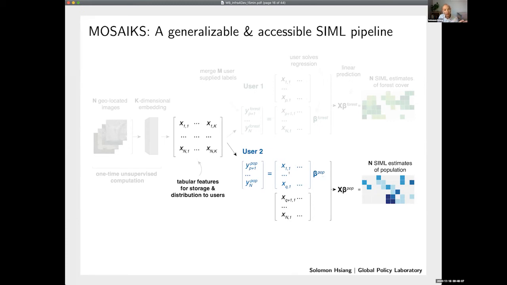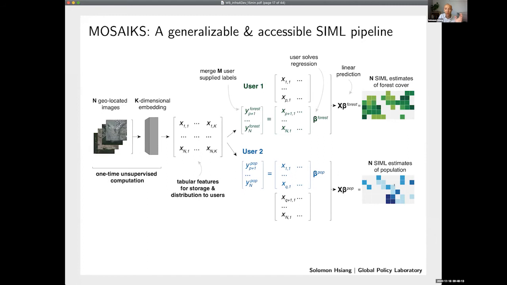And then when they do their extrapolation, they get a map of whatever outcome they're trying to study. The whole point here is to recognize that there's this shared infrastructure, these satellite images that everyone should be able to use to solve totally different problems without having to go back to basics each time and learn machine learning from square one.